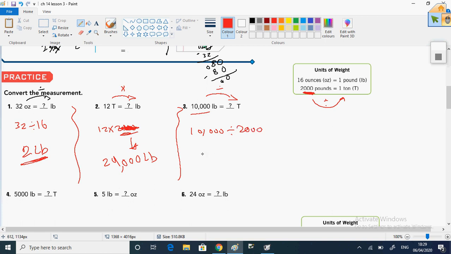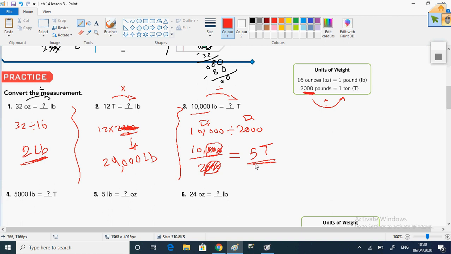Again, I told you, if I have zeros in the dividend and divisor, I can use them as a fraction. 10,000 over 2,000, right? You can cross 1, 2, 3, 1, 2, 3. So 10 divided by 2 now, it's easier to divide. When we are crossing the zeros, we have to cross the same number of zeros inside the numerator and the same number of zeros inside the denominator. So when I cross the 3 zeros up, I have to cross 3 zeros down.